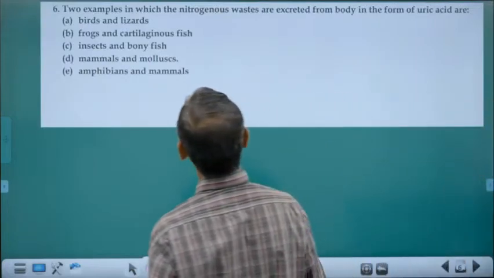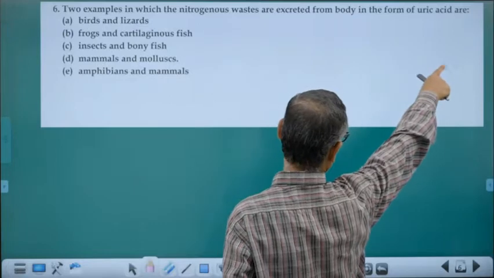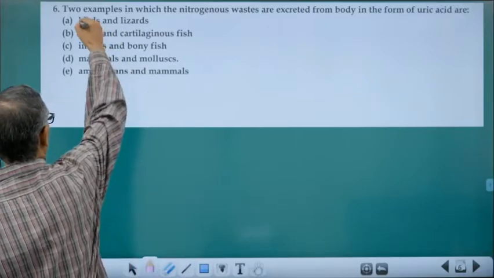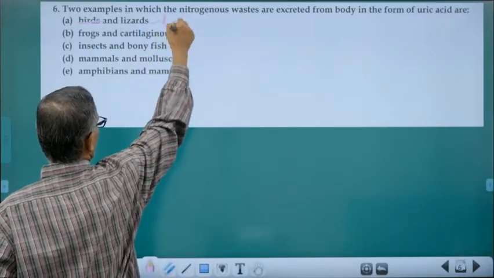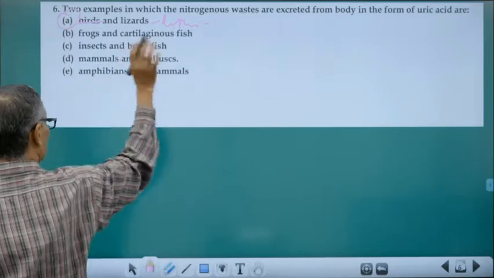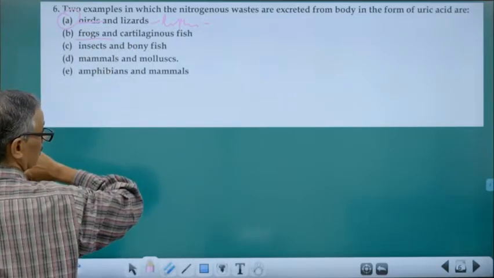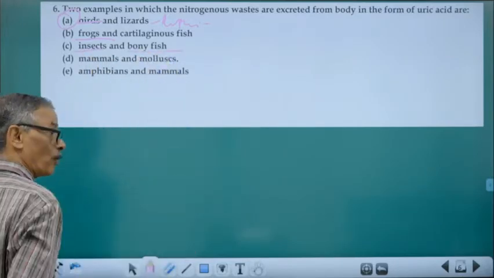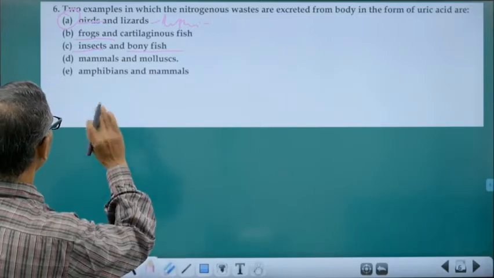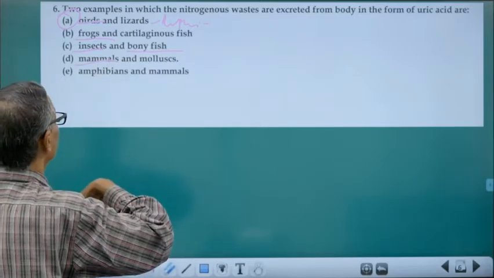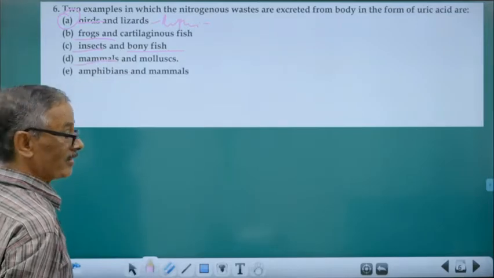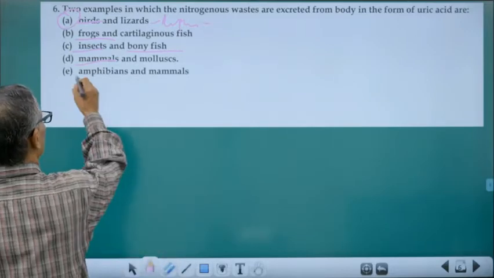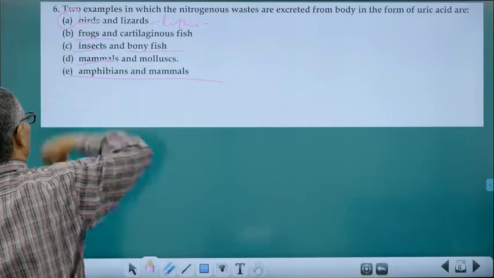Two examples in which the nitrogen waste materials are excreted from the body in the form of uric acid, that is uricotelic. Uricotelic is seen in birds, correct? Lizard. Lizard is a reptile. So, birds and lizard are correct. Frog, ureotelic, sent out in the form of urea. Insects, uricotelic, but bony fishes, ammonotelic. Mammals and mollusks. Mammals are ureotelic, and terrestrial mollusks are having uricotelism. Amphibians no, mammals no, both of them are ureotelic. So, the correct answer is apple.